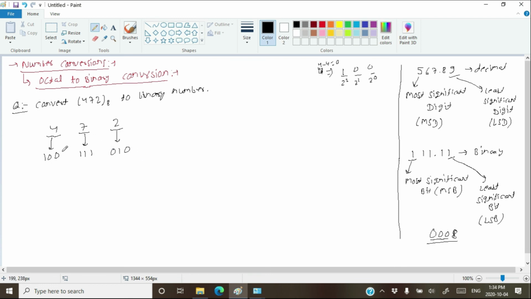Then you write all these bits side by side. That means you write 100, 111, 010. So this is your binary equivalent of this octal.